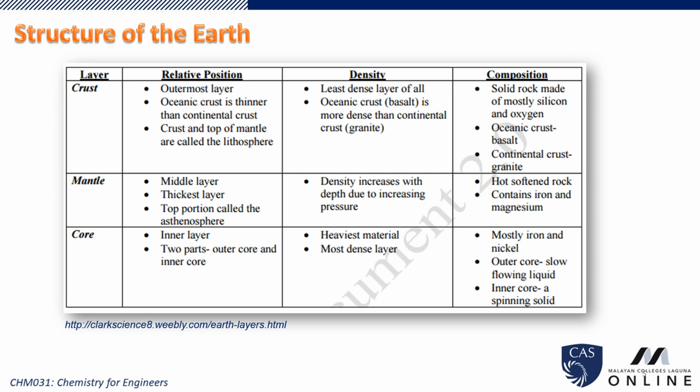For the core, it is made up of two parts, the outer core and the inner core, and it is the heaviest material among the Earth's layers. The core is mostly made up of iron and nickel, and the outer core is a slow-flowing liquid, while the inner core is a spinning solid.